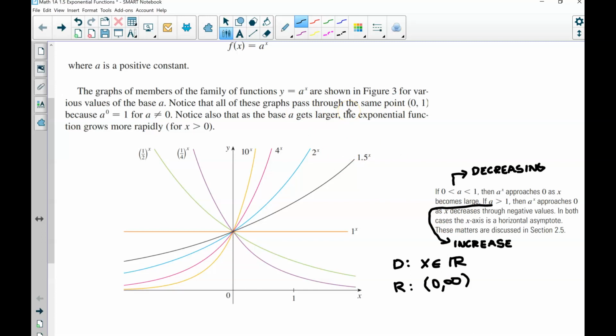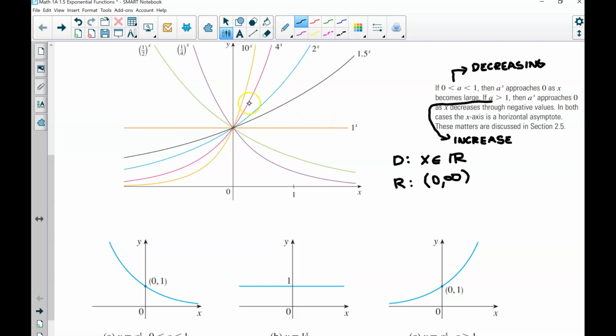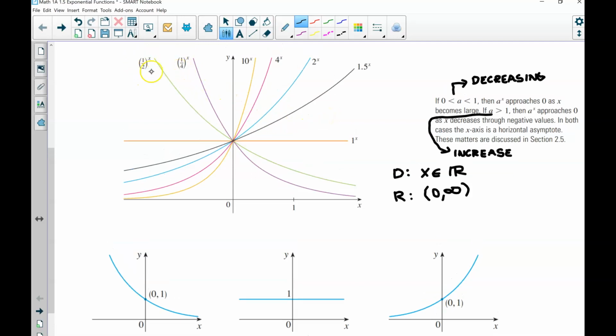And then if you take a look at these graphs where you have 1 over 2 or 1 over 4, the graph of that function is just a reflection of the graph of y equals 4 to the x about the y-axis. So this is 4 to the x, and 1 over 4 is the reciprocal, so therefore it's a reflection about the y-axis. 1/2 to the x and 2 to the x, again, are reflections of each other.